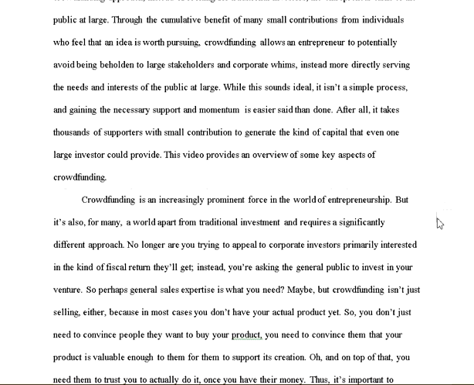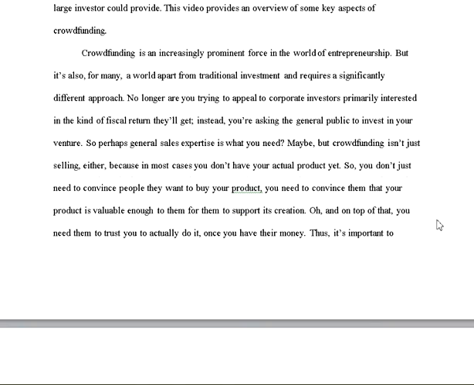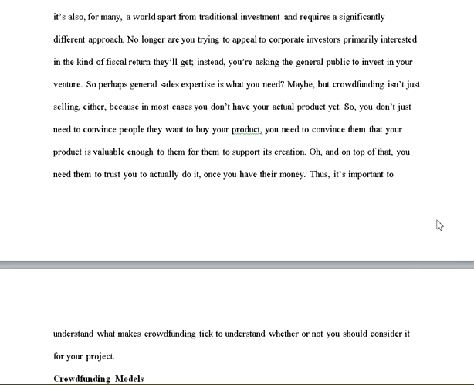While this sounds ideal, it isn't a simple process, and gaining the necessary support and momentum is easier said than done. After all, it takes thousands of supporters with small contributions to generate the kind of capital that even one large investor could provide. This video provides an overview of some key aspects of crowdfunding.